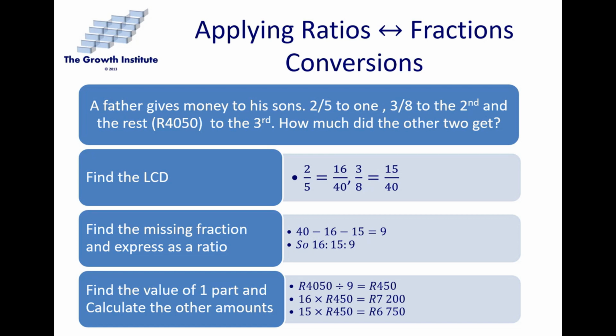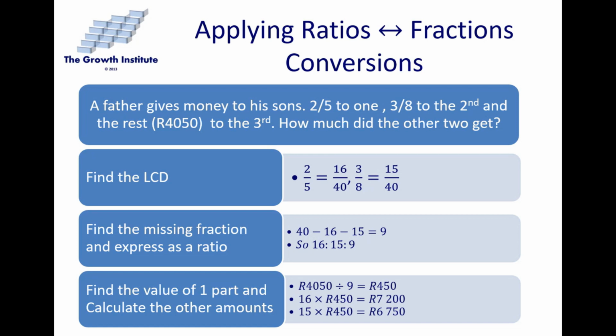And the lowest common denominator there is 40. Another way of seeing it would simply be to multiply 8 times 5. So to move from 5 to 40, we have to multiply by 8. And 2 times 8 is 16. So 2/5 can also be expressed as 16/40. 3/8, to go from 8 to 40, we have to multiply by 5. 3 times 5 is 15, so 3/8 can be written as 15/40.